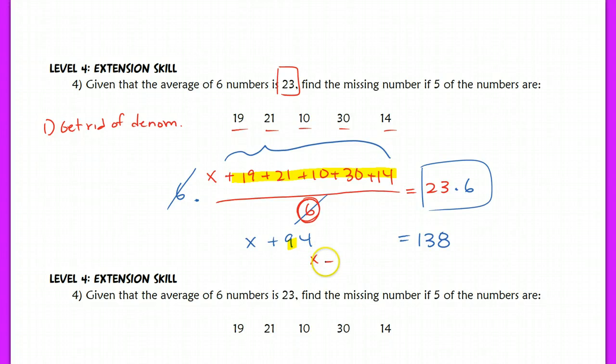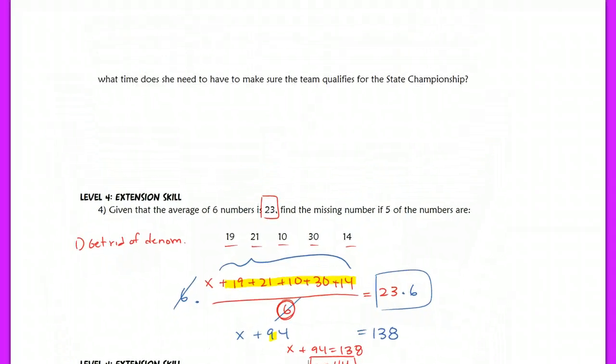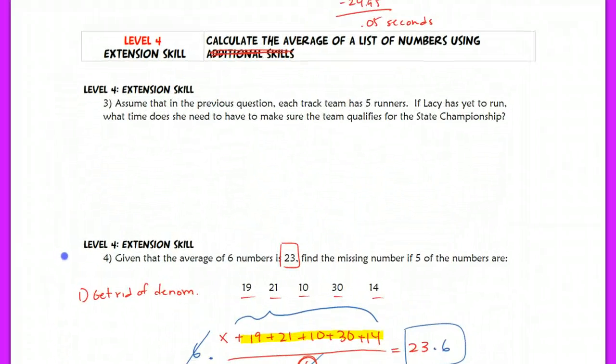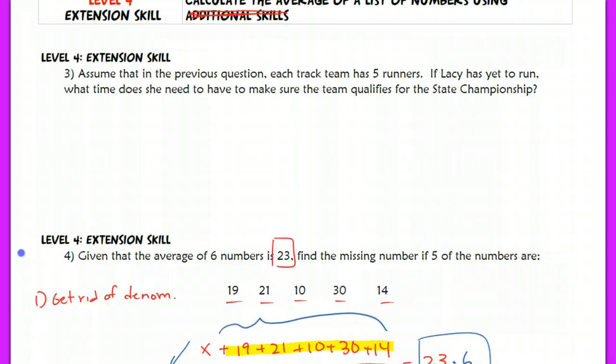And now this should be an equation that you're very familiar with solving. You're just going to subtract the 94 on both sides. Therefore, your missing number is 44. So that's how we calculate the average, or I'm sorry, when we know the average, that's how we calculate a missing value.